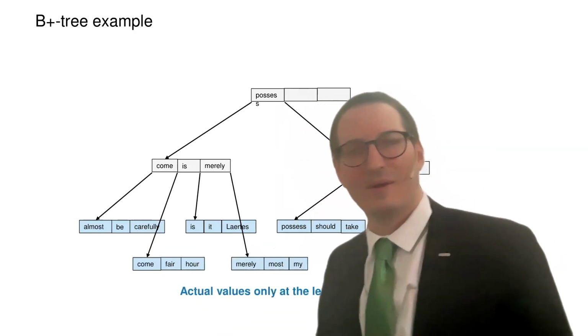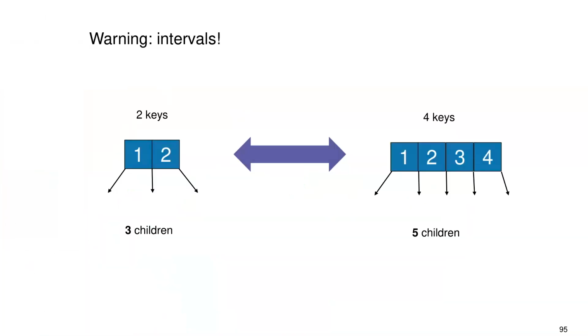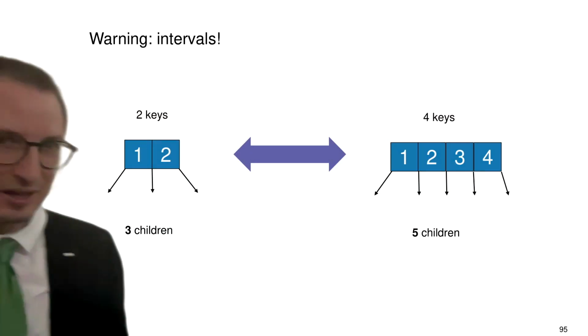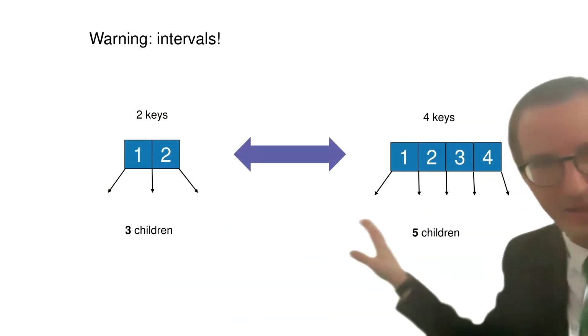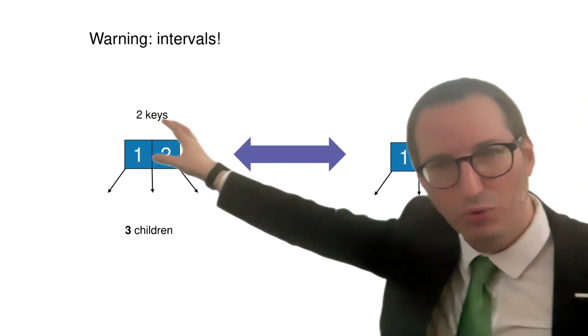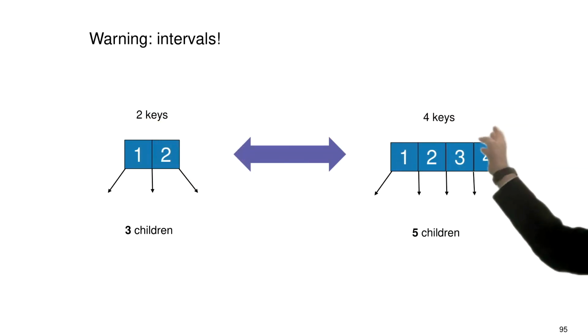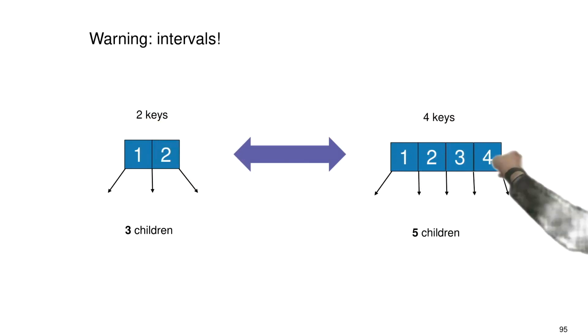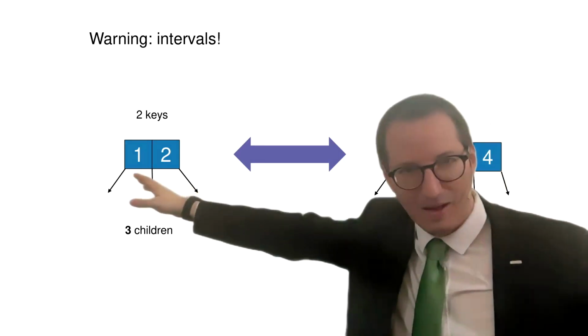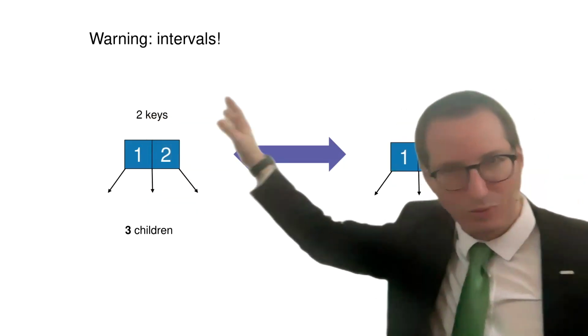Okay, very good. Here I'm just repeating what I said, that for example, if you have between 3 and 5 children, that means you have between 2 and 4 values or keys or whatever you call these little things that you put in the cells. Between 3 and 5 children, between 2 and 4 values.